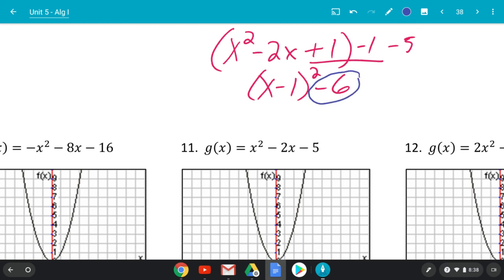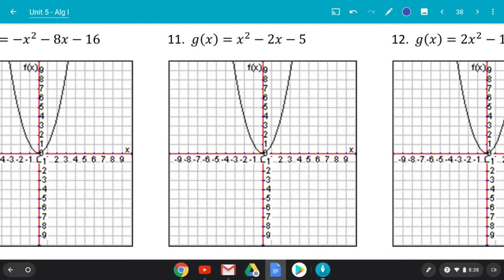It's going to go down 6 and right 1. So let's take this point. It's going to go down 6, right 1. Let's take this point. It's going to go down 6, right 1. This point, down 6, right 1. This point, down 6, right 1. How many people got that one?